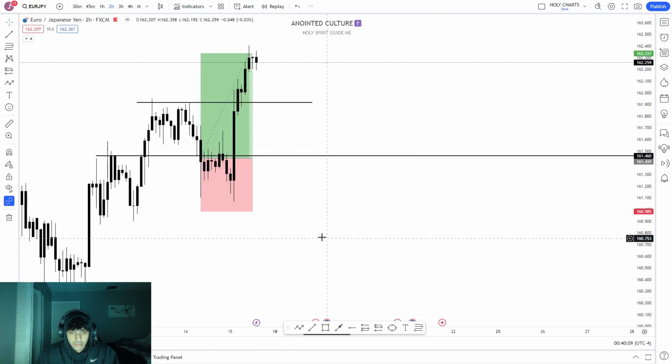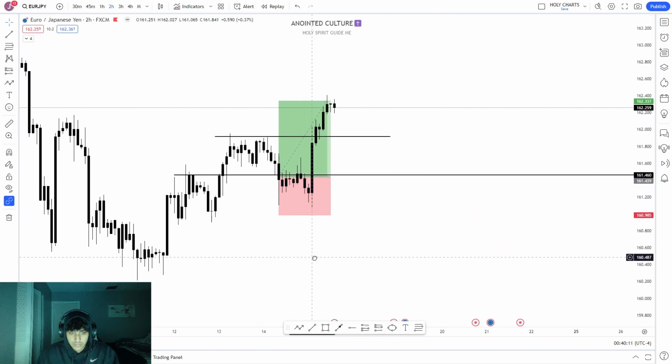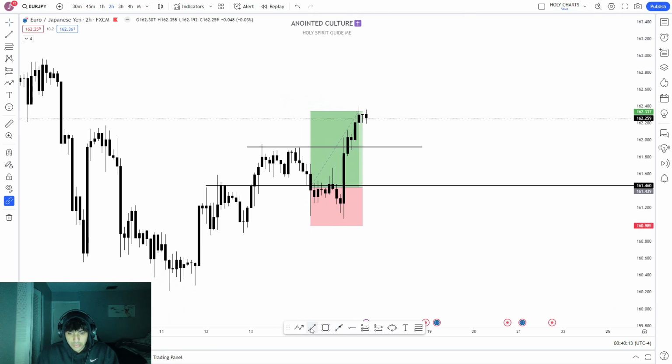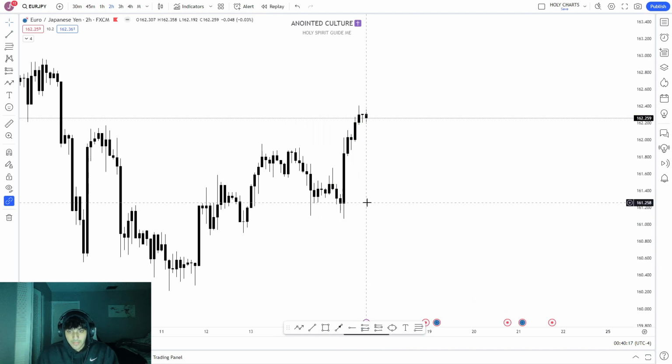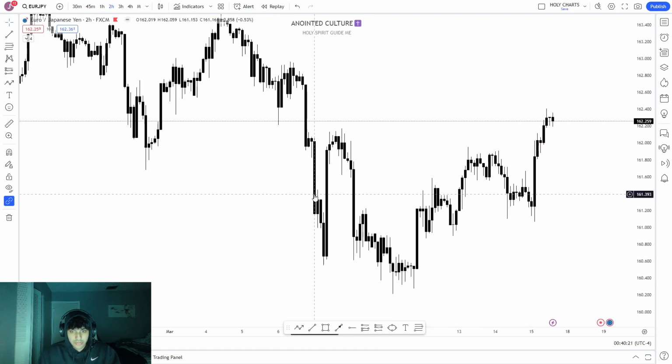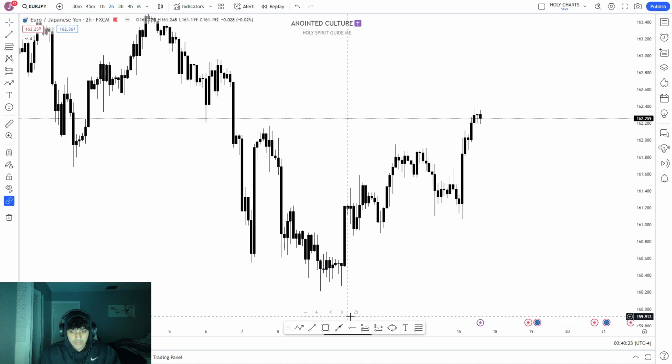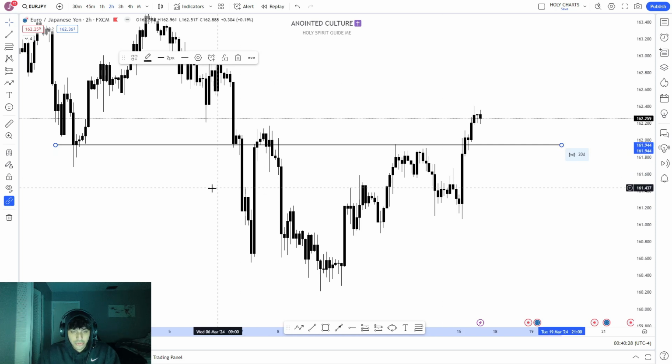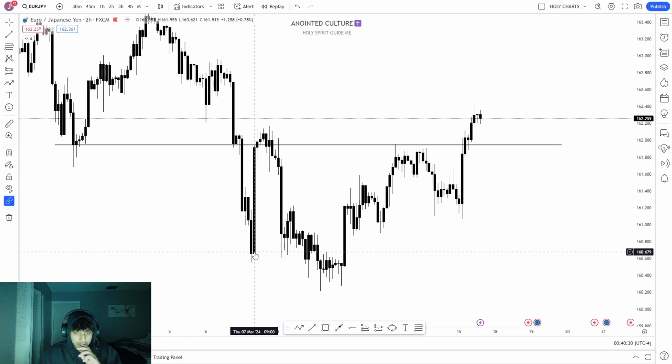So we're going here on the 2 hour. Let me reset this. So we have the market on a bearish downtrend. It broke this low and it retested again.